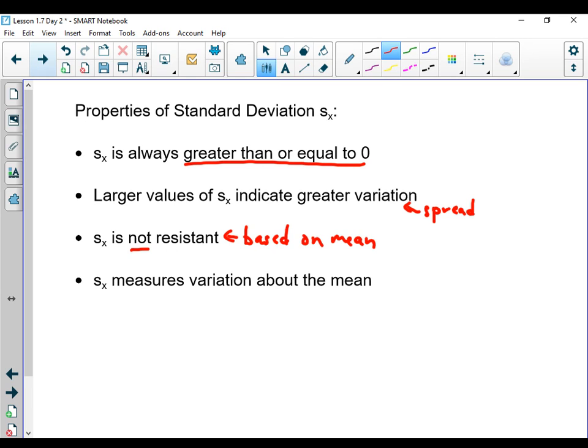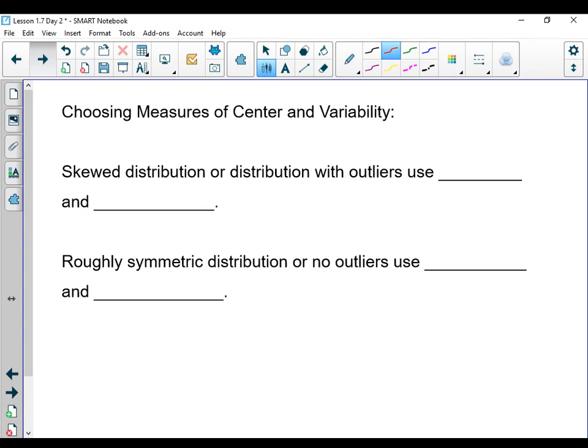Okay, so outside of finding standard deviation, this next thing is really the important part. How do I choose the measure of center and the variability? Well, first question I ask myself is it skewed or not? If I find out that it is skewed, a skewed distribution or one that has an outlier, and we'll talk about outliers in the next section, if that happens, we're going to use the median, and we're going to use the range with the IQR. That's if we have skewed data.